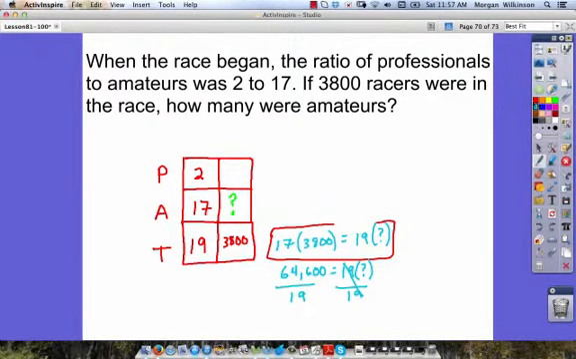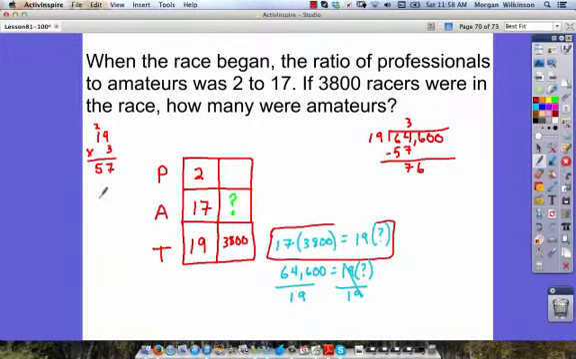Okay, to find our answer, we need to divide 64,600 by 19. Well, 19 times 2 is 38. So let's see what 19 times 3 is. 3 times 9 is 27, and we'll carry our 2. 3 times 1 is 3, plus 2 more gives us 5. So 19 times 3 is 57. When we subtract 57 from 64, we get 7. We bring down our 6.